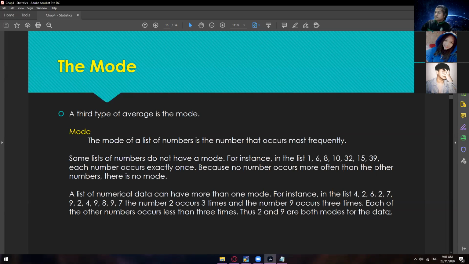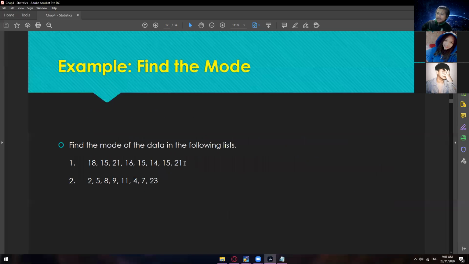Okay, so did you guys get it so far on how to get the mode? Yes, sir. All right, that's good. Okay, so moving on, we have here the example of the mode. Find the mode of the data in the following list. So we have this one, 18, 15, 21, 16, and so on and so forth. And then 2, 5, 8, 9, and so on and so forth. So what is our mode in number 1?